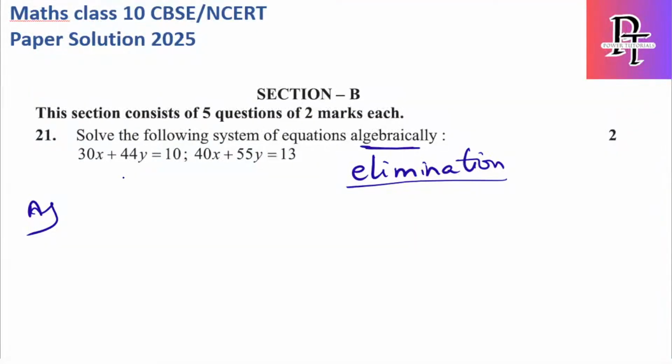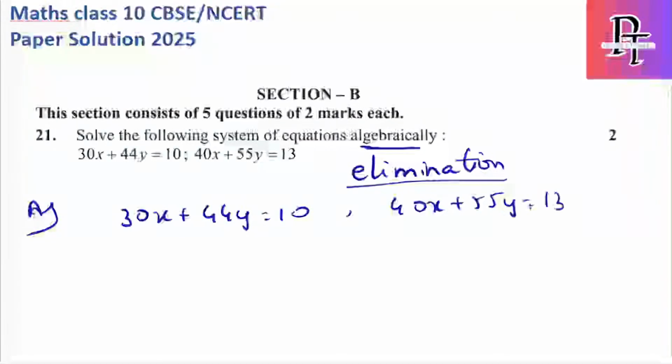Okay. What about here? We have 30x plus 44y is equal to 10. The second equation is 40x plus 55y is equal to 13. If you notice here, if you just divide the first equation by 2, this whole equation becomes easier, because 15x plus 22y is equal to 5. Okay.